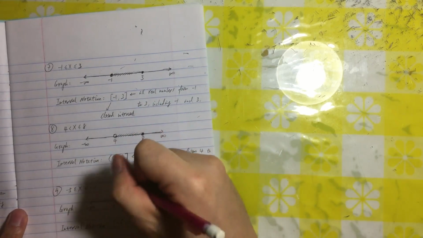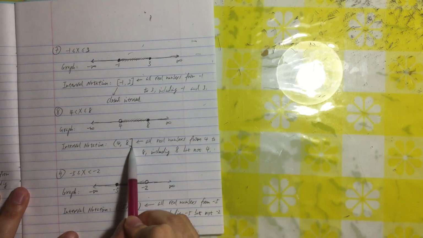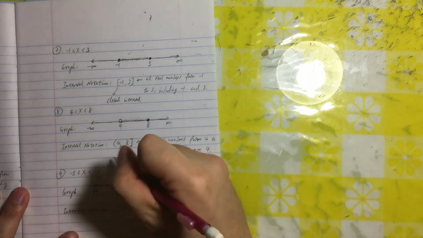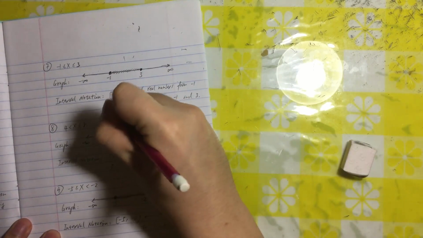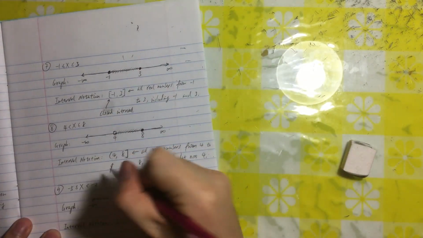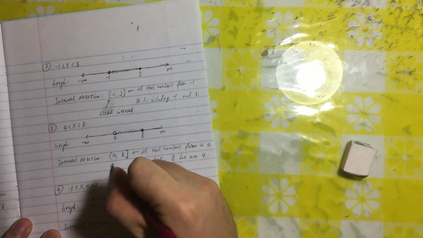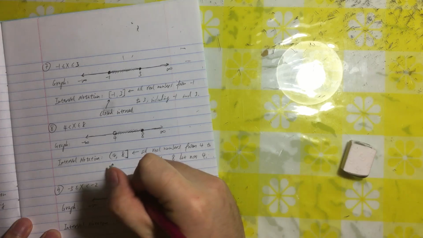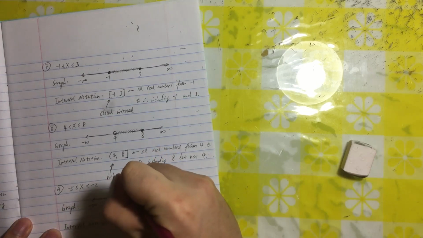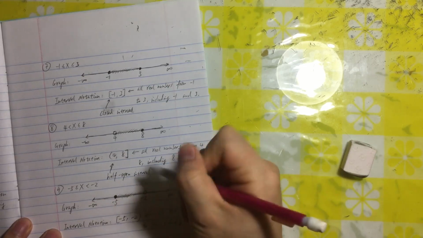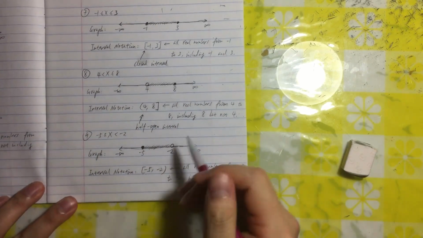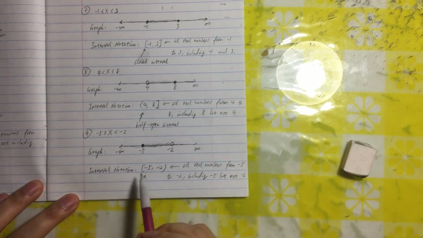In example 8 and 9, if one endpoint is included, the other one is not included, that's called half open interval. Same thing for number 9.